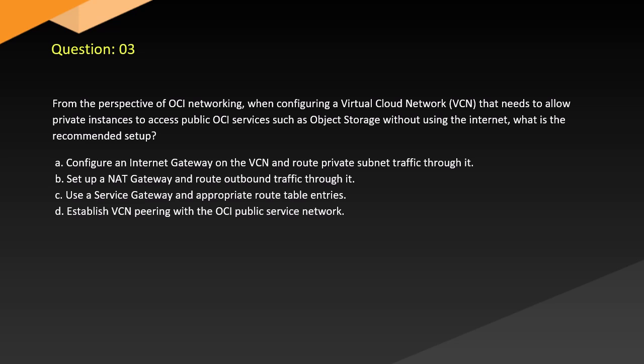A. Configure an internet gateway on the VCN and route private subnet traffic through it. B. Set up a NAT gateway and route outbound traffic through it. C. Use a service gateway and appropriate route table entries. D. Establish VCN peering with the OCI public service network.